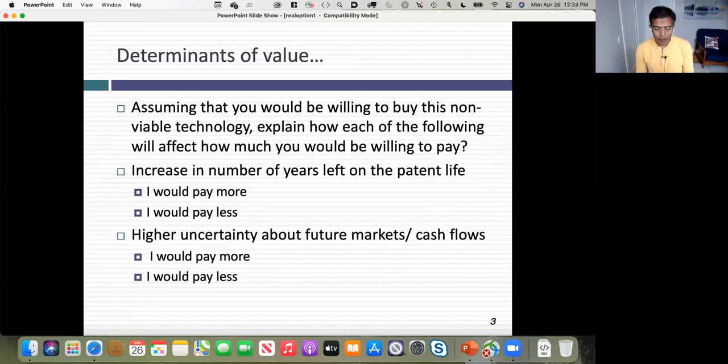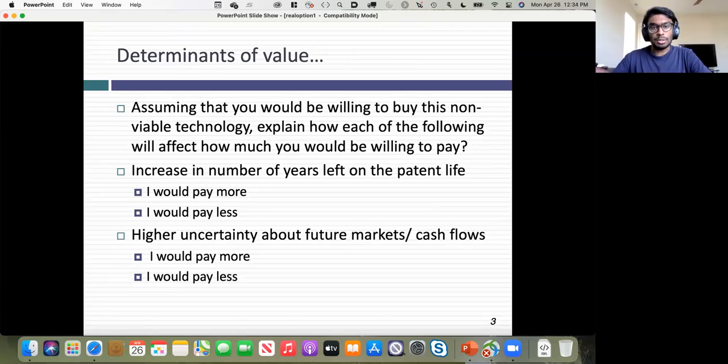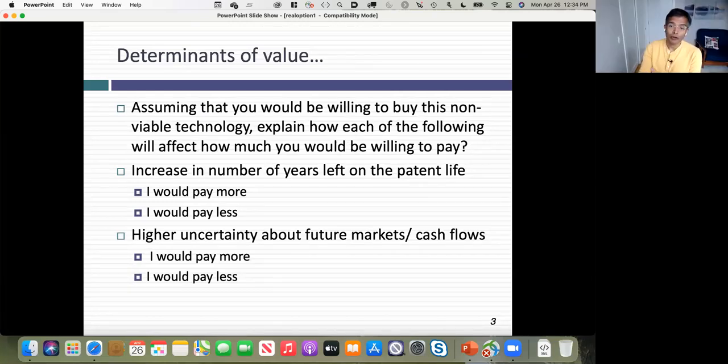So let's say you decide you're going to pay for this non-viable technology. I'm going to ask you a question about what's going to drive how much you pay. First, if I increase the number of years that I have the rights to this technology, would you pay more or less? You would pay more because there's potentially more cash flows. And you have more time for your hope to play out, right? Because right now the technology is not viable. If I gave you 15 years, maybe something will happen. Now comes the tricky part. What if the uncertainty you face about the future is much greater in this technology than in other technologies? Would that reduce the amount you pay or increase the amount you pay?